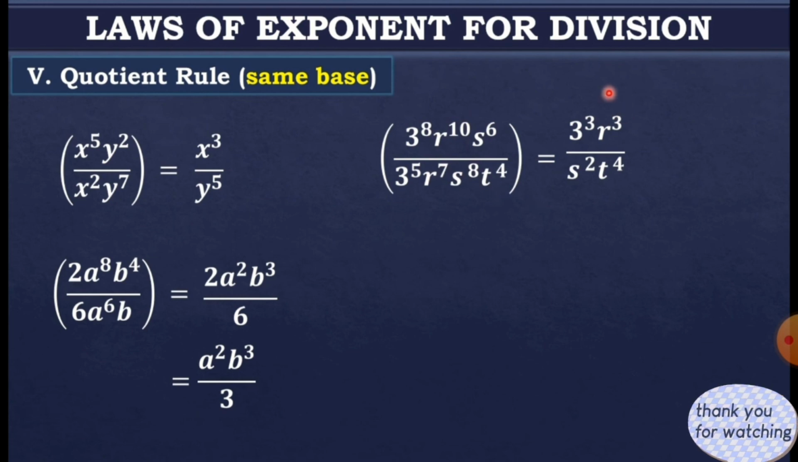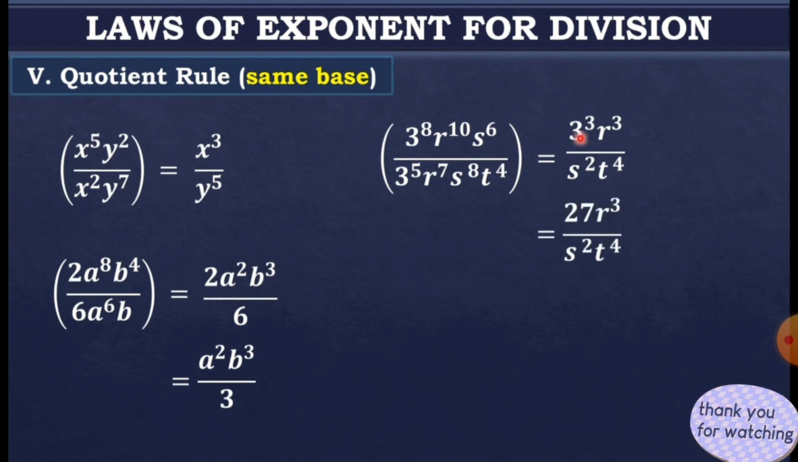Then, let's simplify 3 cube. So, si 3 cube magiging 27. Then, copy r cube over s square t raised to 4. So, this will be our final answer.